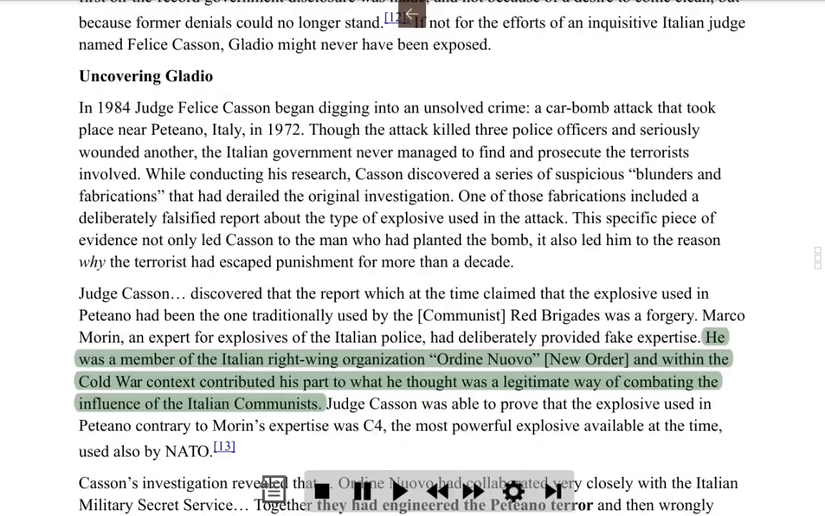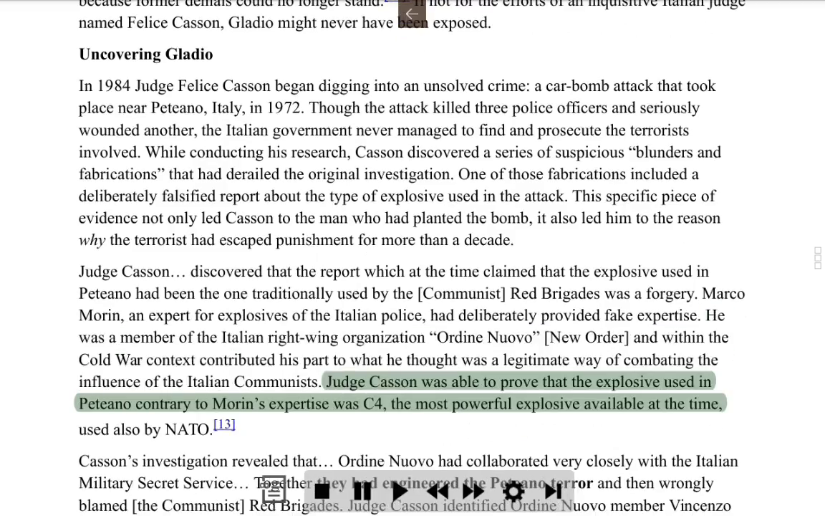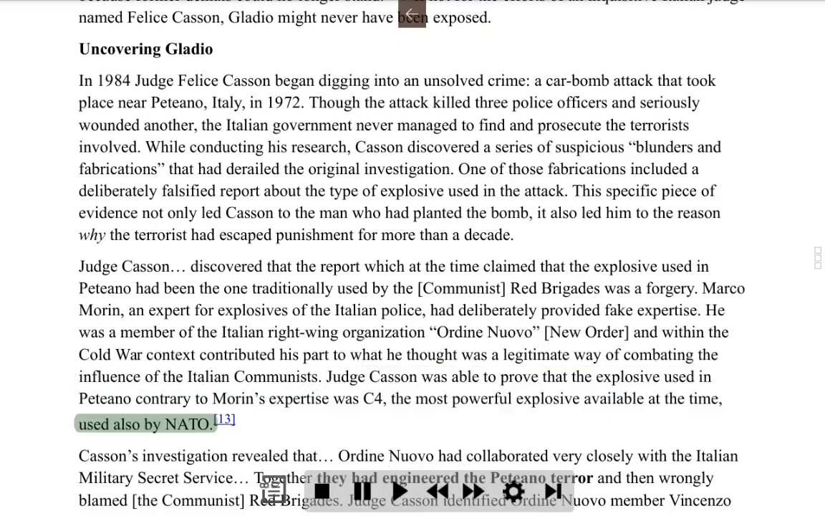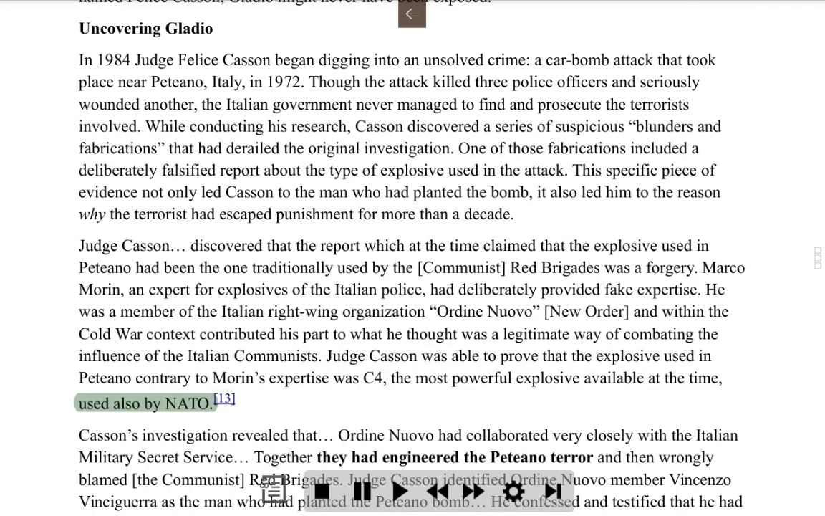Marco Morin, an expert for explosives of the Italian police, had deliberately provided fake expertise. He was a member of the Italian right-wing organization Ordine Nuovo, New Order, and within the Cold War context contributed his part to what he thought was a legitimate way of combating the influence of the Italian communists. Judge Casson was able to prove that the explosive used, contrary to Morin's expertise, was C4, the most powerful explosive available at the time. Used also by NATO.